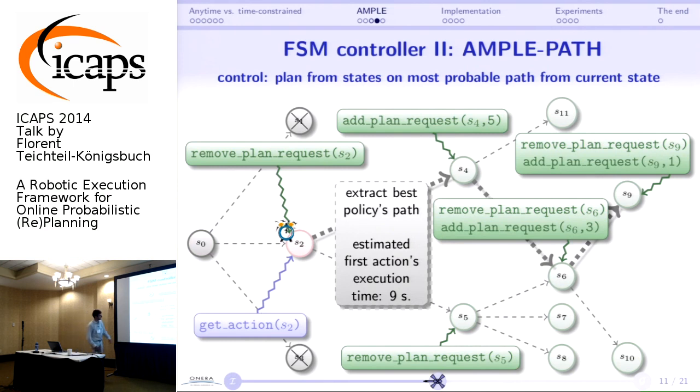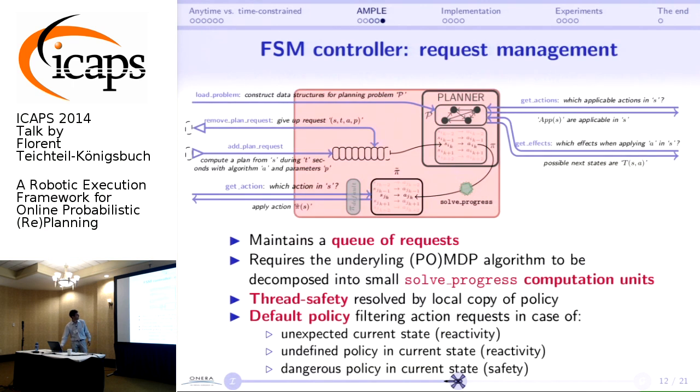Of course, the most fundamental path can change, and you update the policy accordingly. Okay, so this is a bit technical. It is detailed in the paper, but in fact, we maintain a queue of requests. This is an algorithm, a queuing algorithm that maintains all these planning requests. It is thread safe because we locally copy the policy just on the states of the planning requests. And the most important part is perhaps the solve progress procedure here.